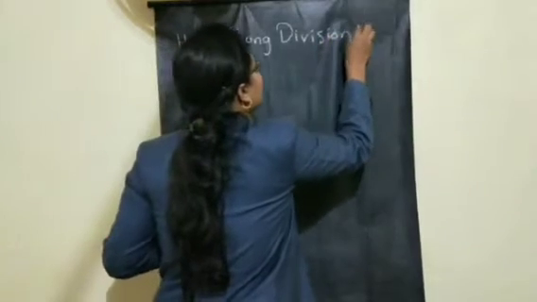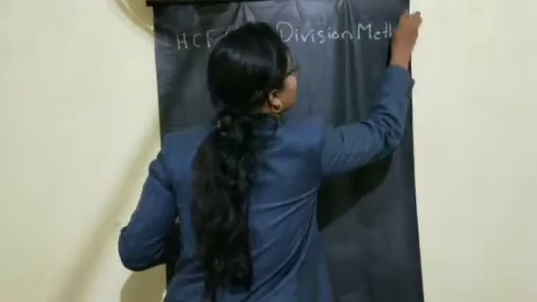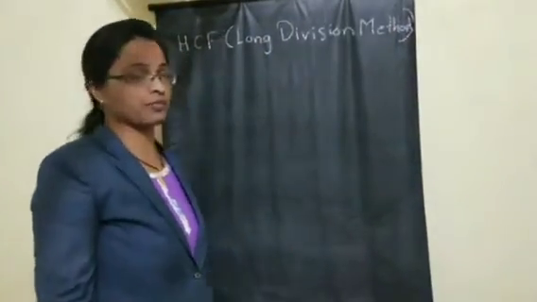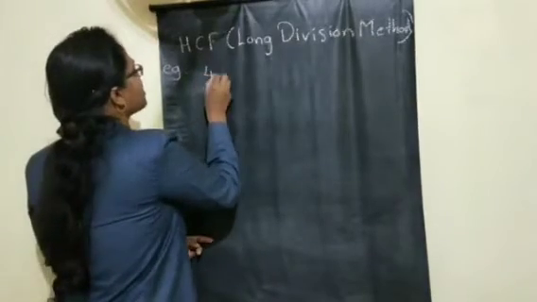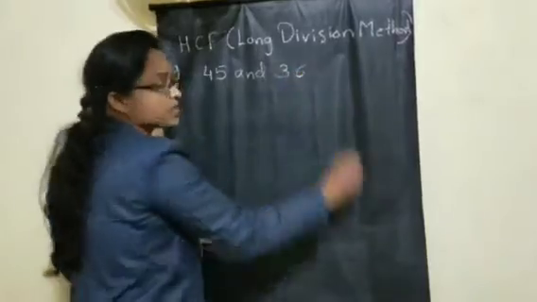Long division method. Maybe two numbers are given or three numbers are given. How to find the HCF with the long division method. The first example is 45 and 36. Let's take the two numbers first.